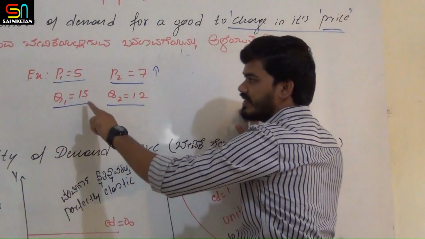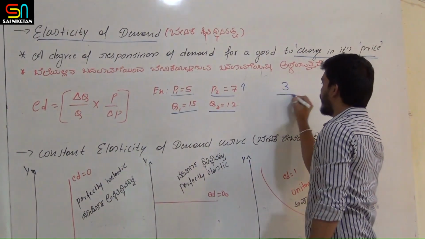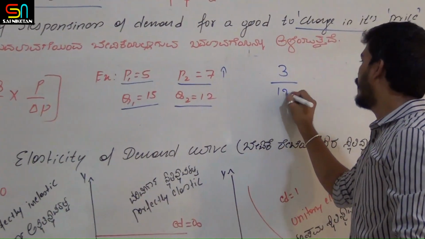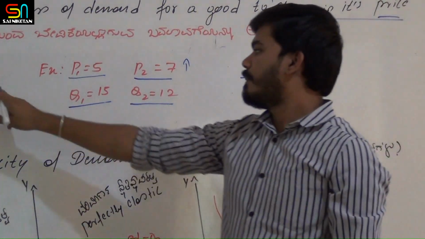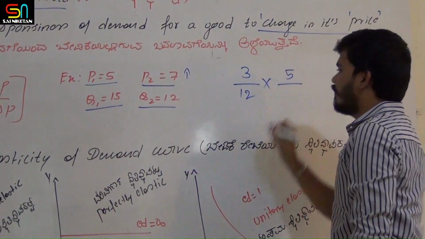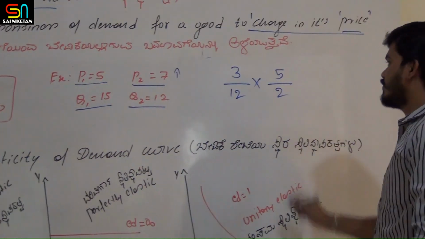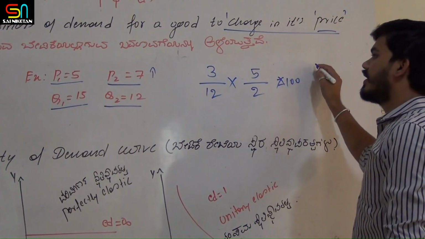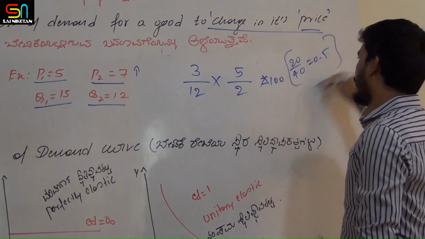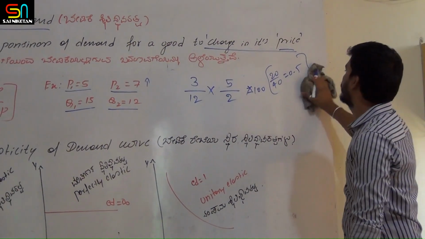Change in Q is nothing but the change in your quantity demanded. It is easily 15 minus 12, which is 3, divided by Q. What is your initial Q? 15, into P. What is your initial P? Initial P means P1, which is 5, and what is your change in P? Change in P is nothing but 2. So if you substitute the values, into 100, you get 20 divided by 40. The 0.5 value will be here. That is your elasticity of demand. You have to substitute the into 100 there.